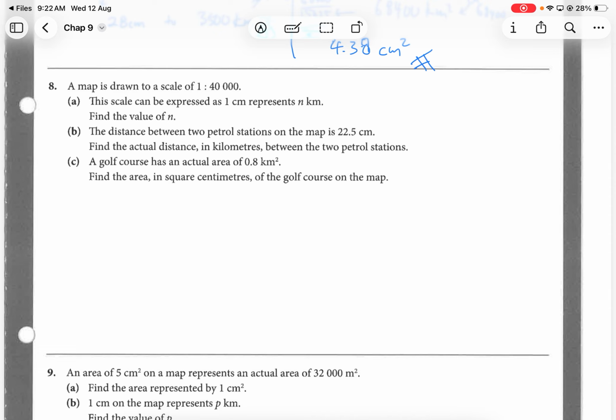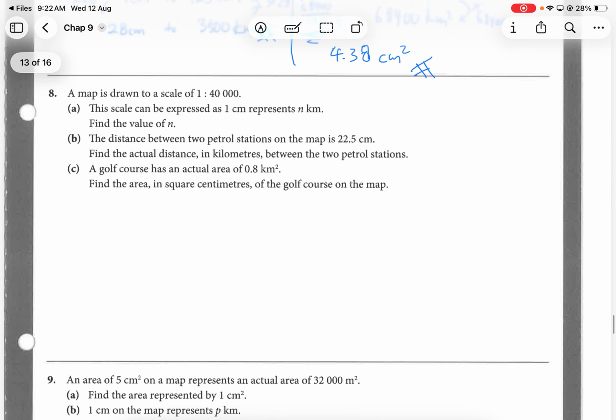Okay? By now, you all should realize, always start with the scale in length. Then they may ask you to go and convert some scales. So, 1 cm is how many kilometer? When you are given the ratio 1 to 40,000, ratio means both sides same unit.